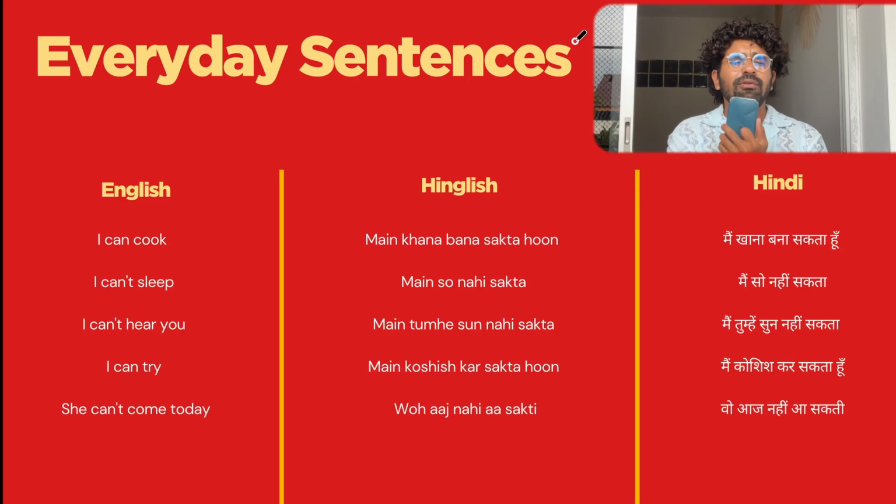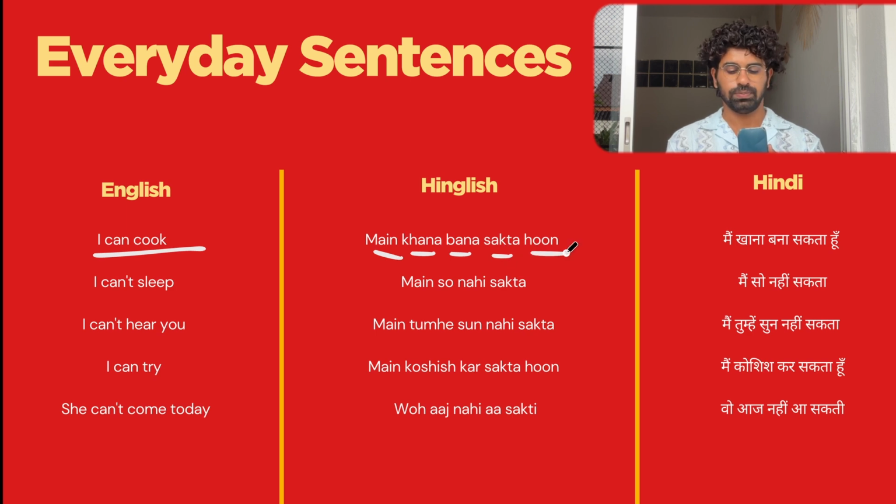Now, everyday sentences that you could use with can. I can cook, right? मैं खाना बना सकता हूँ. I can cook is मैं खाना बना सकता हूँ. If it was a feminine one, it would be मैं खाना बना सकती हूँ. Okay? Next one. I can't sleep. मैं सो नहीं सकता. I can't sleep.